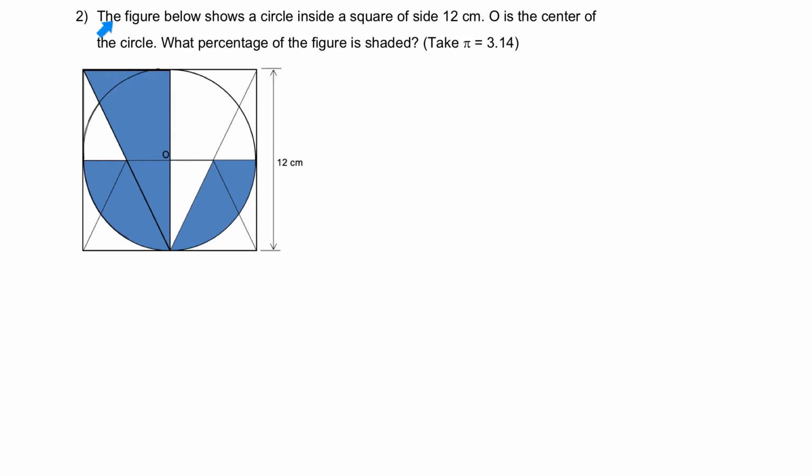Question 2. The figure below shows a circle inside a square of side 12 centimeters. Alright, over here. O is the center of the circle over here. What percentage of the figure is shaded? Take pi to be equal to 3.14.